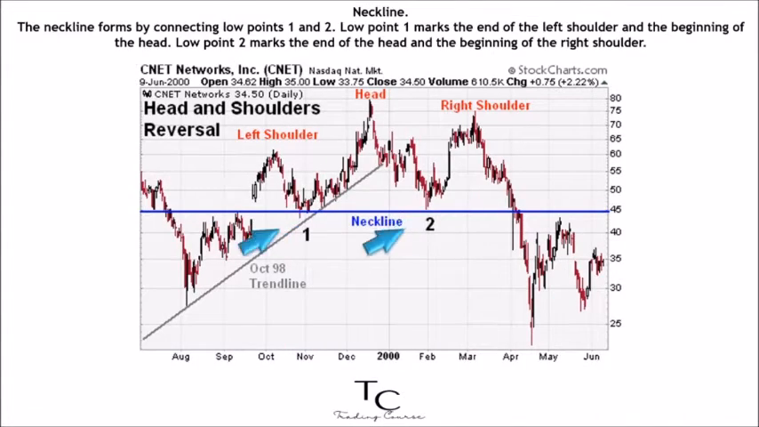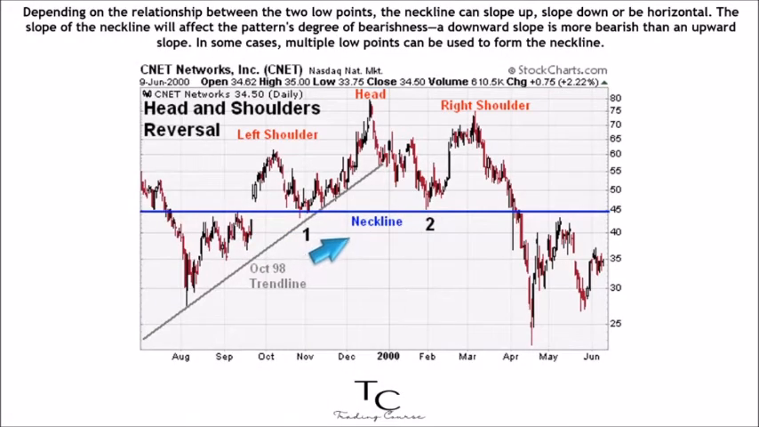Neckline. The neckline forms by connecting low points 1 and 2. Low point 1 marks the end of the left shoulder and the beginning of the head. Low point 2 marks the end of the head and the beginning of the right shoulder. Depending on the relationship between the 2 low points, the neckline can slope up, slope down, or be horizontal.